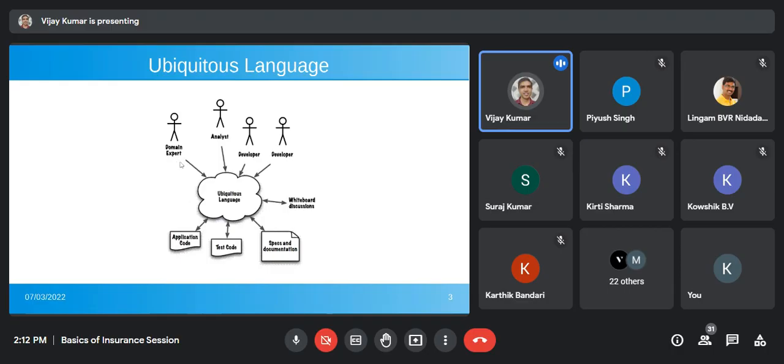Okay, so my next slide basically talks about the same idea: there are people who are working on a project, right? There will be some domain experts who know the business domain, in this case the insurance domain, and then there will be some business analysts who will be analyzing the requests or the requirements for that particular project. And then there will be developers or QAs who will be working on that project. All of them talk the same business language, and we call that language ubiquitous language.